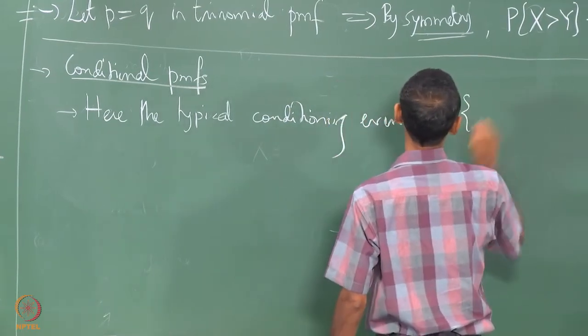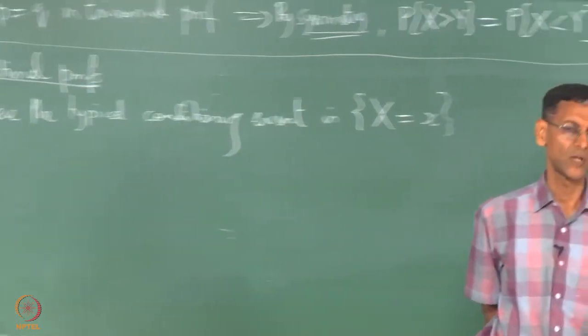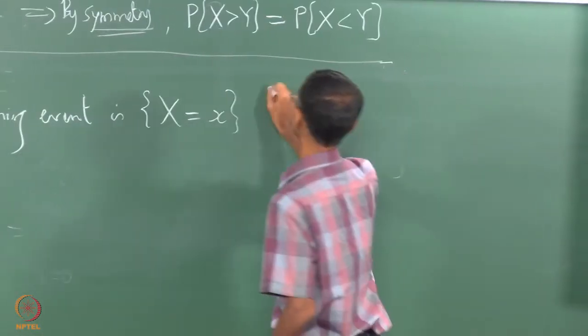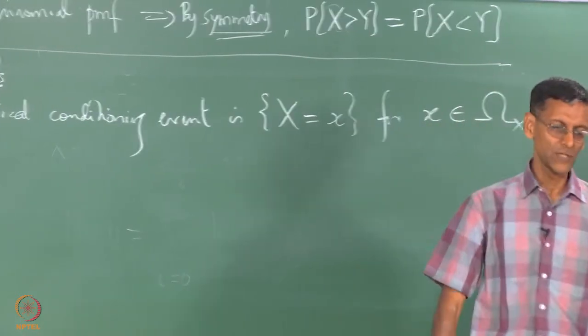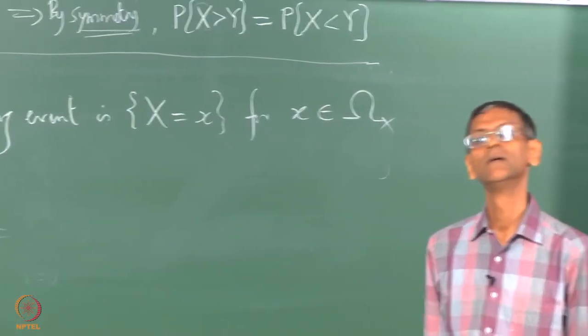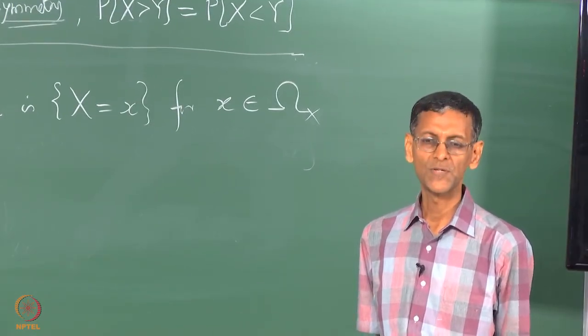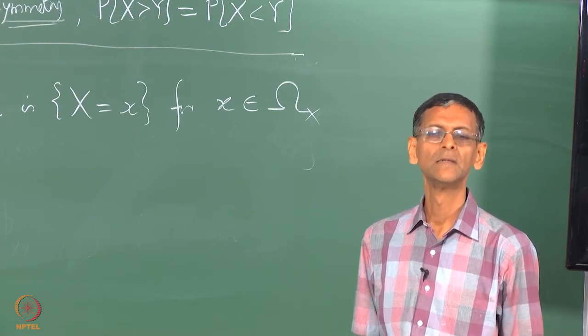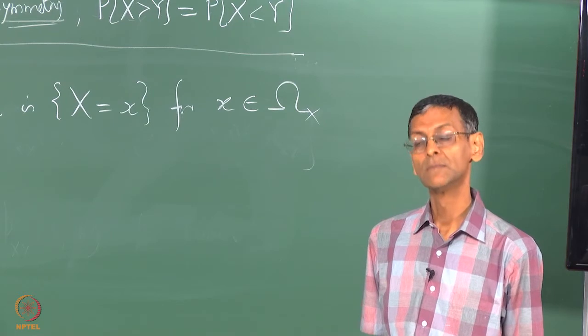The conditioning event is, let us say, X equal to x, an event of non-zero probability for some x in omega X. In other words, you have done the experiment and you observe that capital X has taken some value. What does that tell you about Y?